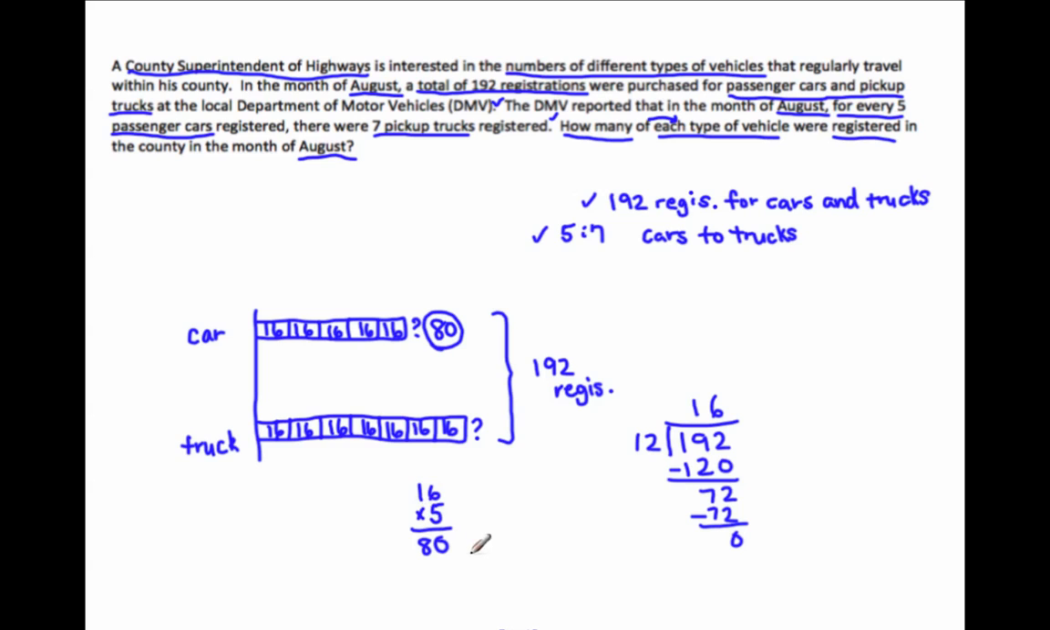Let's go for the next one. How many units? 7 units down here for trucks times 16. There are 112 truck registrations. So how many of each type of vehicle were registered in the month of August? There were 80 registrations for cars.